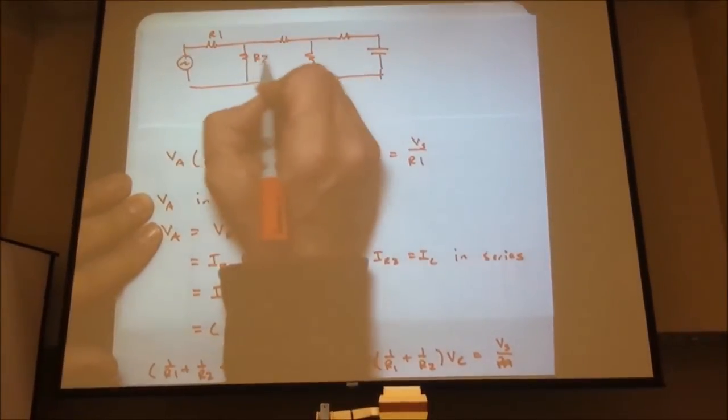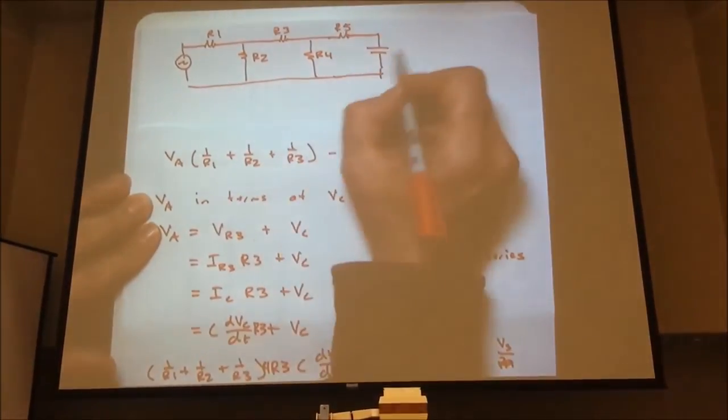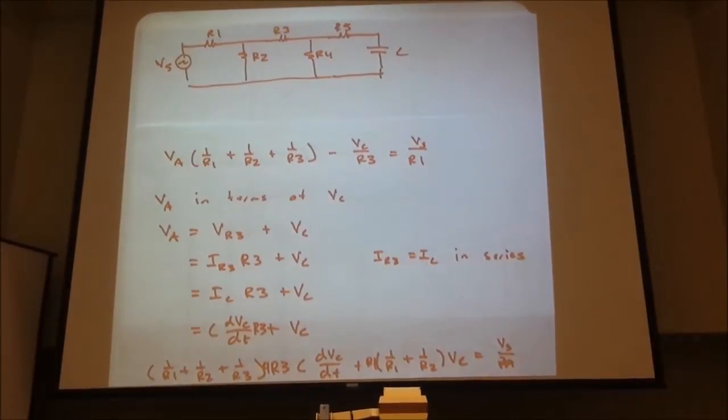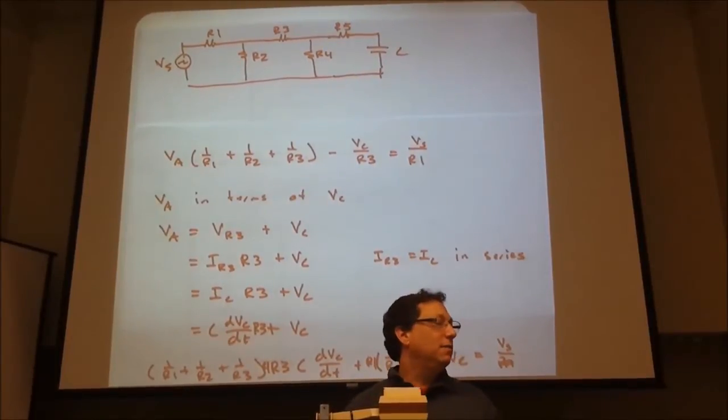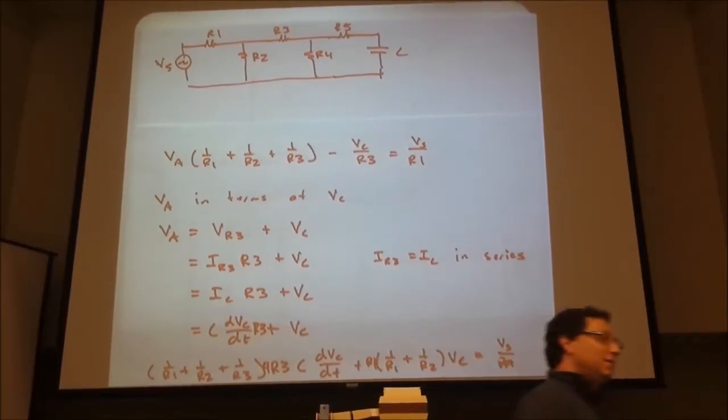R1, R2, R3, R4, R5, C, V source. Can I do that again in this circuit? Absolutely. I could do some substitution. It would take me, if I was careful, maybe 7 or 8 pages of blank paper. If I was lucky, I'd get it right without making a stupid mistake like I probably do.